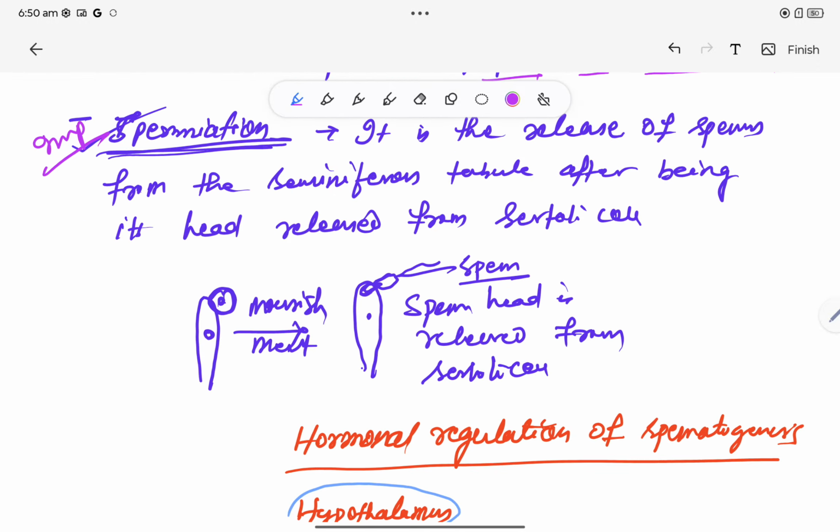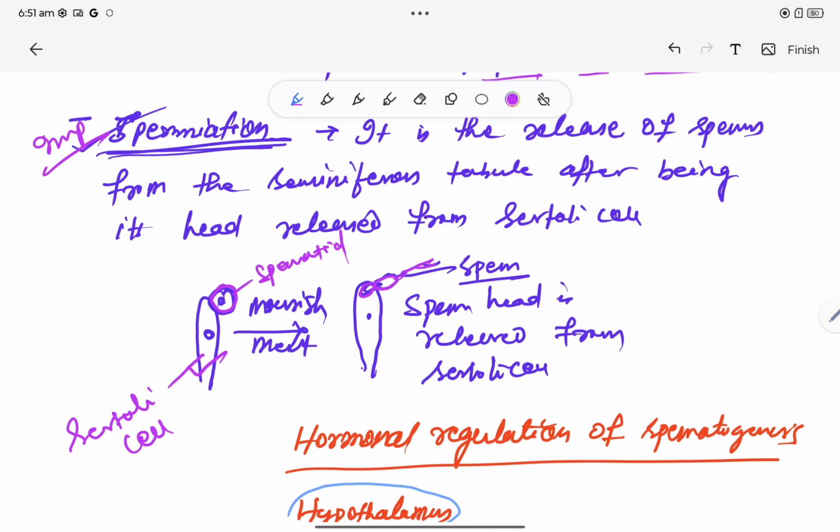This is the Sertoli cell and this is the spermatid. This is spermatid and this is Sertoli cell. Now this spermatid enters into the Sertoli cell, takes the nourishment, attains maturity, differentiates, then it forms the sperm.